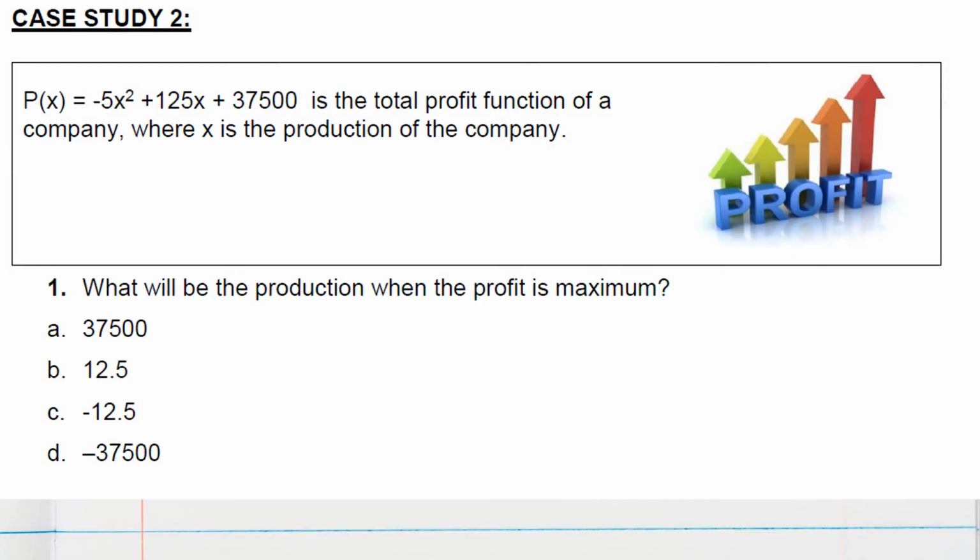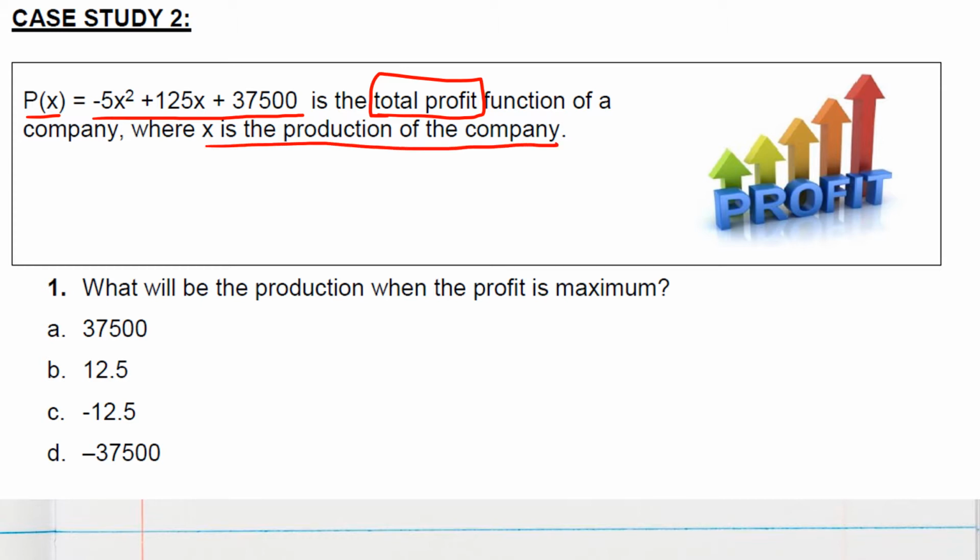Hello students, today we are going to discuss case study 2 questions from the question bank and the same chapter, that is chapter number 5, differentiability and continuity. In this question, P of x is defined as minus 5x square plus 125x plus 37,500. It is defined for the total profit. This is the function of total profit where x denotes the production of the company.